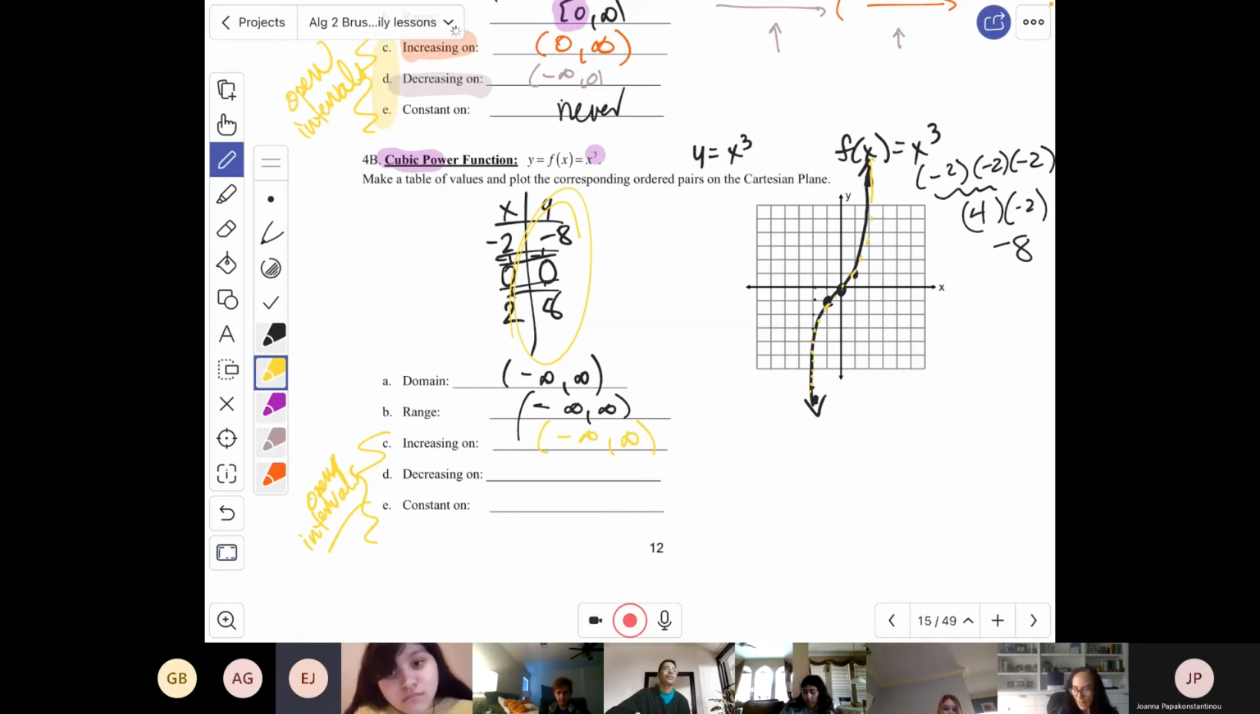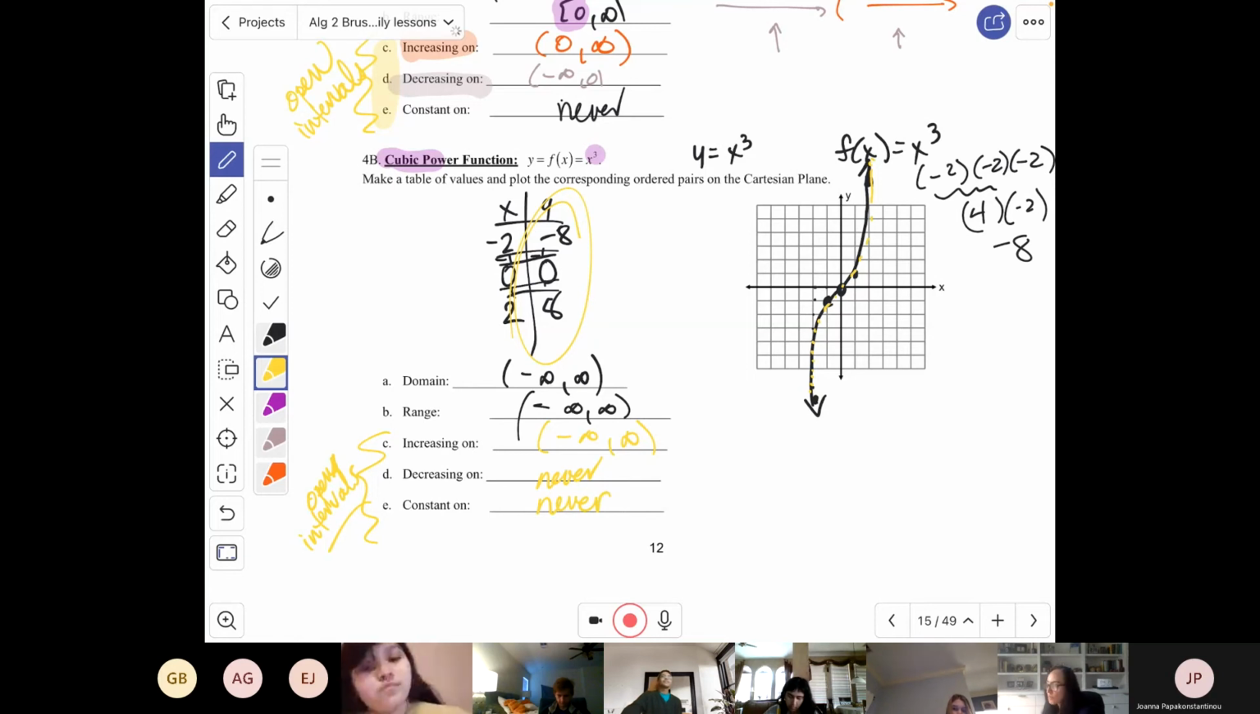No, it's never decreasing. How can it be if it's always increasing? It's never decreasing and never constant. If it's increasing, decreasing, or constant on the entire set of reals, negative infinity to positive infinity, it can't be doing anything else, right?